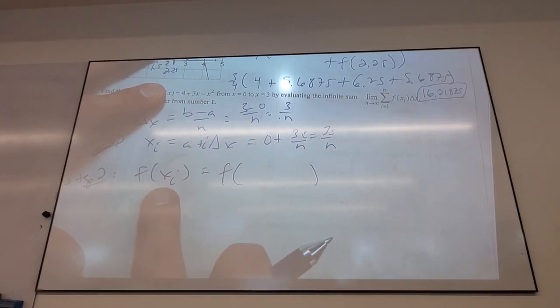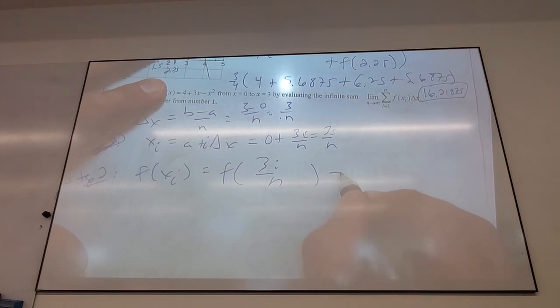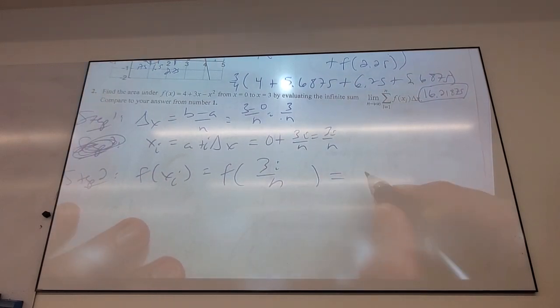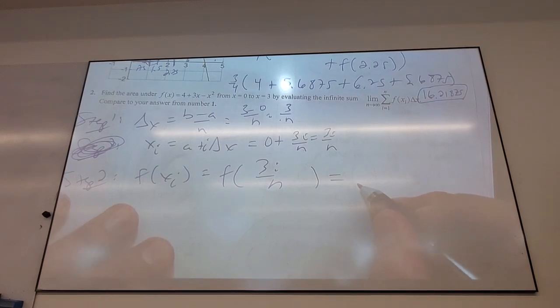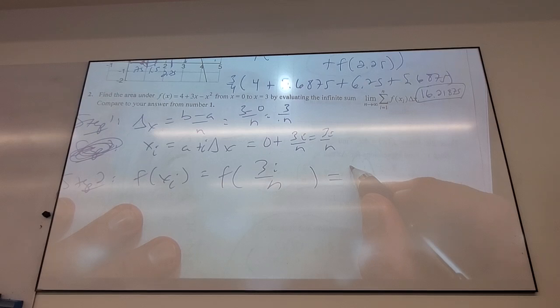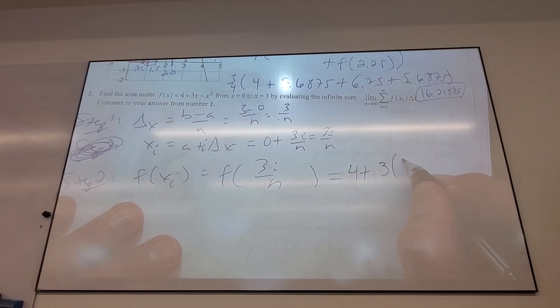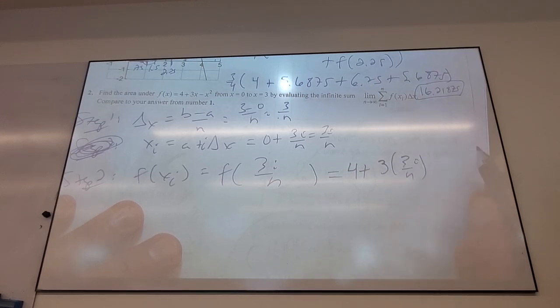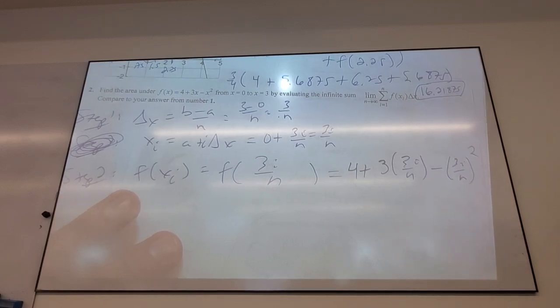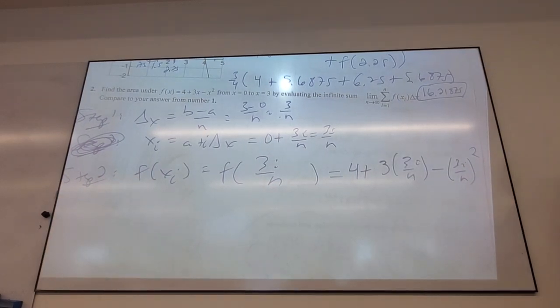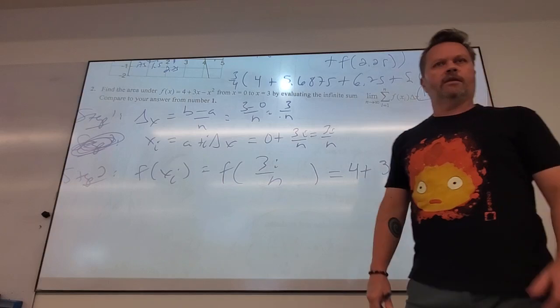So how do I rewrite f of x sub i? f of 3i over n, which is? This is just a function. With functions there's no thought. You just throw stuff in, yes? So what's f of 3i over n? 4 plus 6 times 3i over n minus 3i over n squared. Function notation can never be difficult, ever. Whatever's in it, you put it in there.